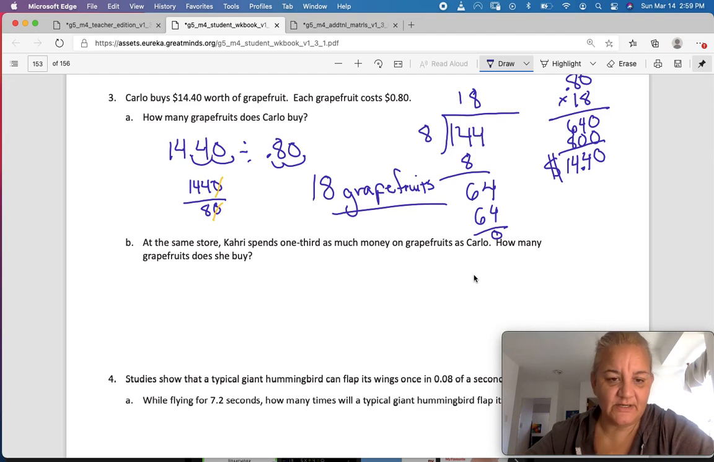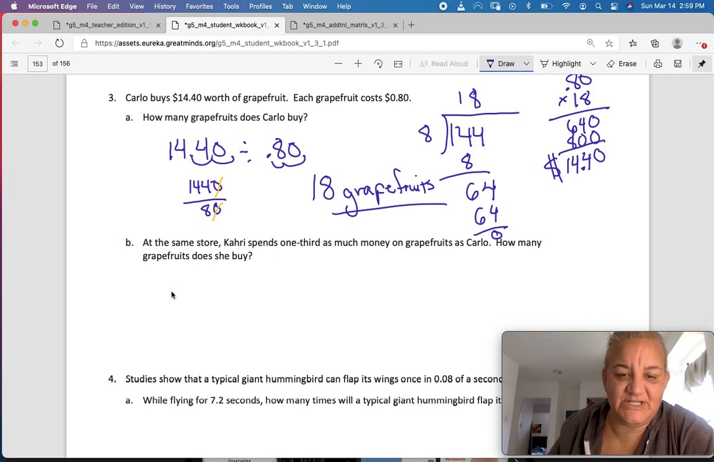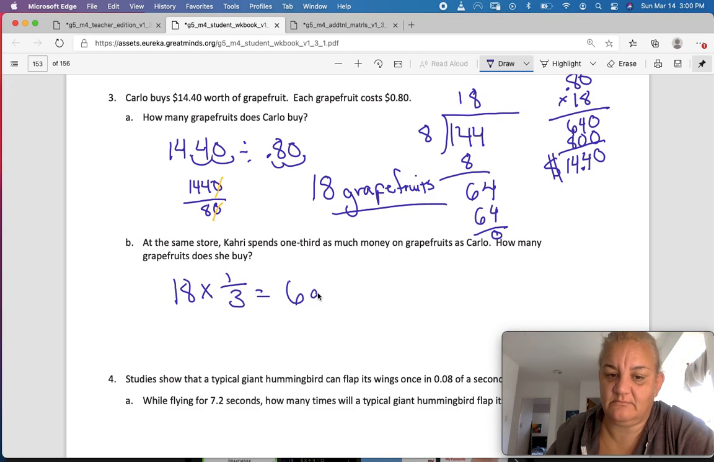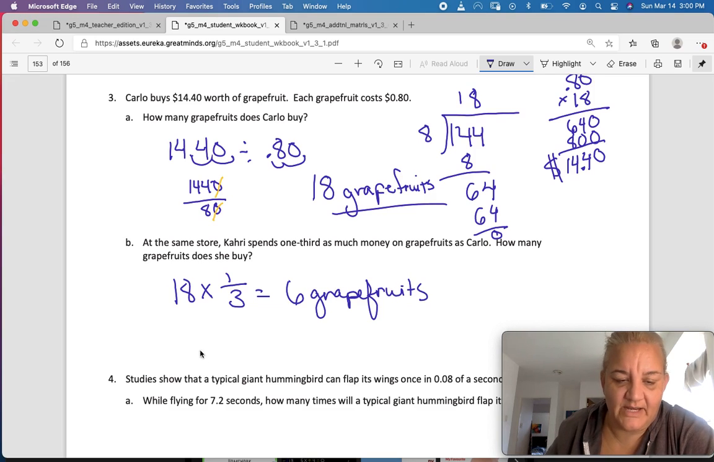At the same store, Kari spends 1/3 as much money on grapefruits as Carlo. How many grapefruits does she buy? Well, we could just say 1/3 as much money would be 8 times 1/3, which would be 6, right? 6 grapefruits. That seems like the easiest way to do it. But let's do it a more complicated way too.